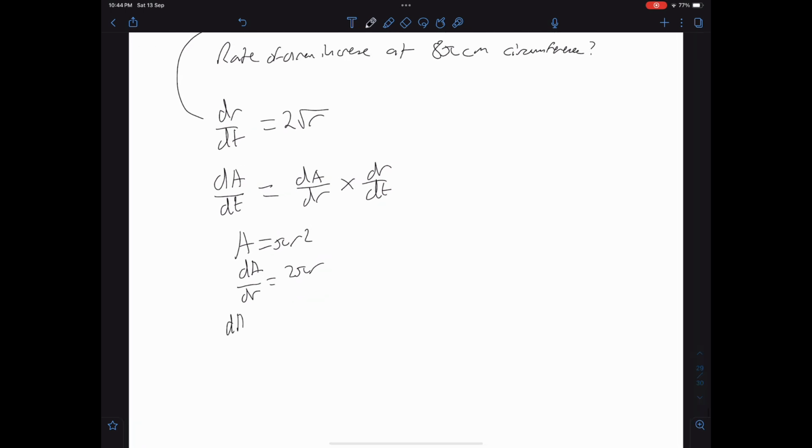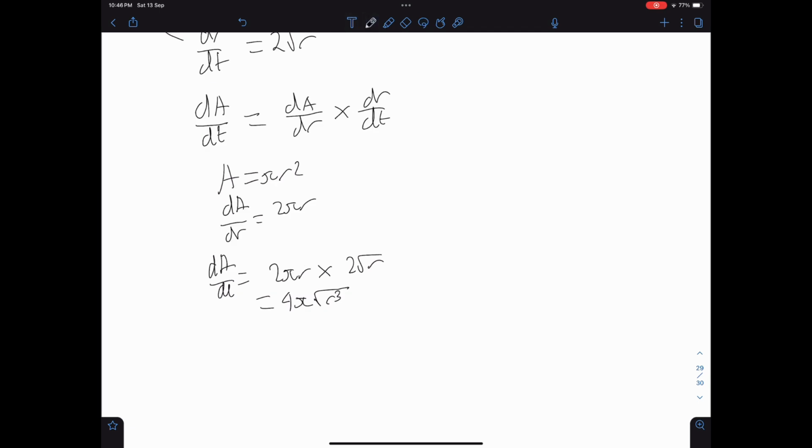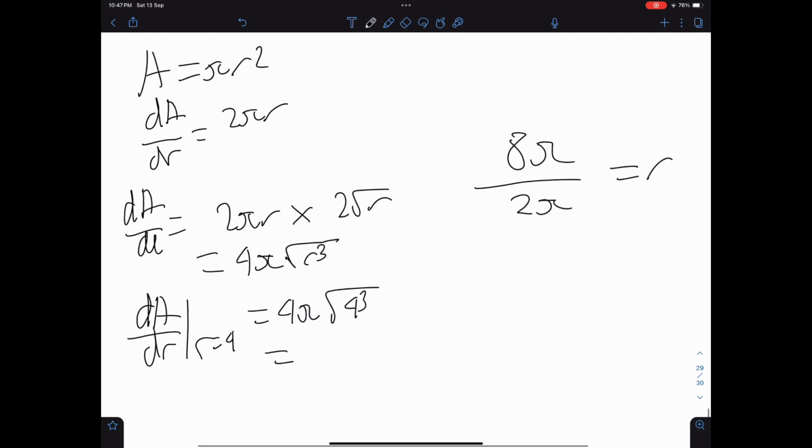So then our dA/dt is equal to 2 pi r times 2 root r. So it's 4 pi root of r cubed, because exponent rules: root r is r to the half, r alone is r to the 1, so 1 plus half is 3 over 2, and r to the 3 over 2 is actually the root of r cubed. So now we must figure out what r to use. We can't just use 8 pi because that's the circumference. We want the radius, so we divide the circumference by 2 pi to get r. So that's just 4. So dA/dt when r equals 4 is 4 pi root of 4 cubed. So that's 8 times 4, which is 32 pi centimetres squared per second.